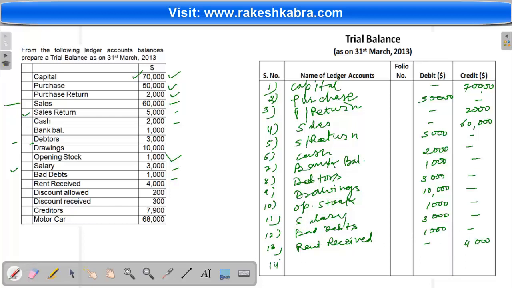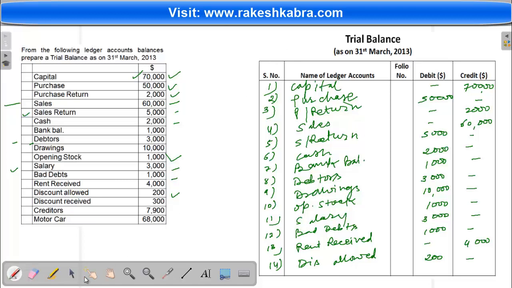And after rent received, tell me next account. Discount allowed. So discount allowed is our loss, no? Discount allowed is loss. We allowed discount, so it is loss to us. So debit.